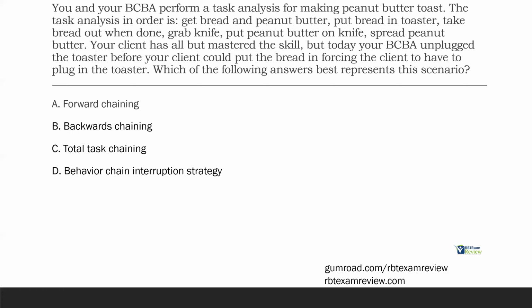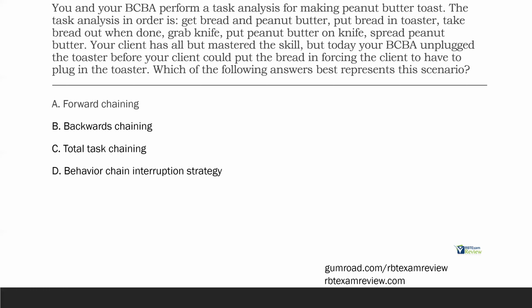Do we know if we're forward or backwards chaining? And be careful. Don't immediately say forward chaining, because you don't really know. And why don't we know? Well, we don't know when reinforcement is being delivered. It doesn't say anything about when we're prompting or when we're delivering reinforcement. The only thing we know is the task analysis. We know the client's pretty much mastered the skill, and we know the BCBA unplugged the toaster this time and did something different. So we can't say if it's forward or backwards chaining, and we can't say if it's total task chaining. There's no indicator of the prompt or the reinforcer.